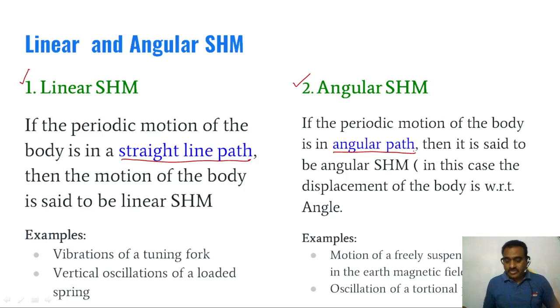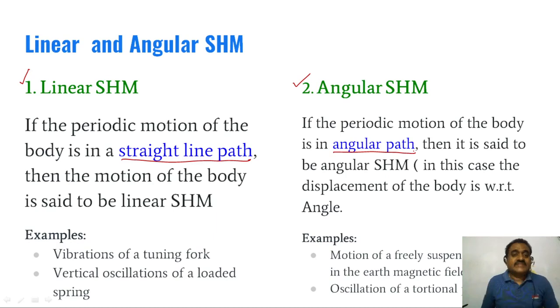Here we can also give one question. What are the differences between linear simple harmonic motion and angular simple harmonic motion? The main difference: first, linear simple harmonic motion is in a straight line path. Angular simple harmonic motion is in an angular path.